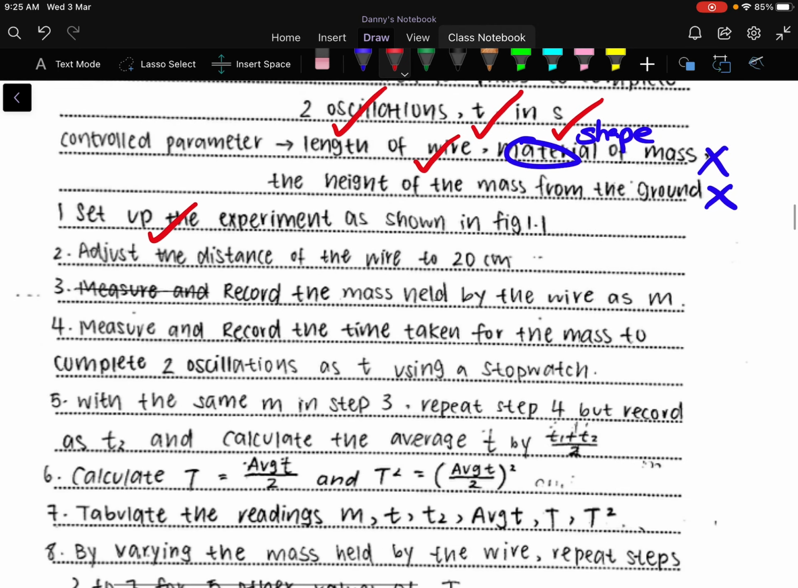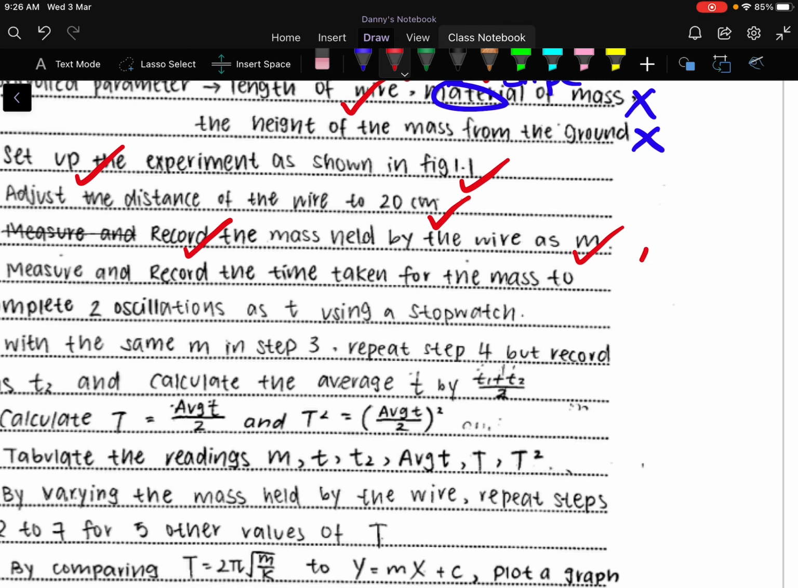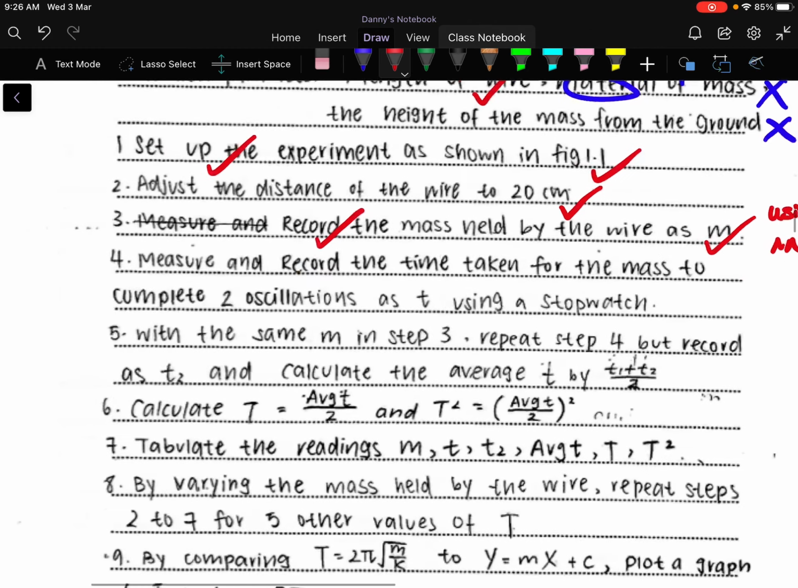So set up the experiment according to 1.1, okay. You set the L as 20, fine. Record the mass as M. For this particular experiment, because you are reading it directly on the mass, you don't need to say using an electronic balance. But as a good practice, you can still say that it is using an electronic balance. It's fine, it's okay. Or you can say that you are reading it directly from the mass, it's okay.